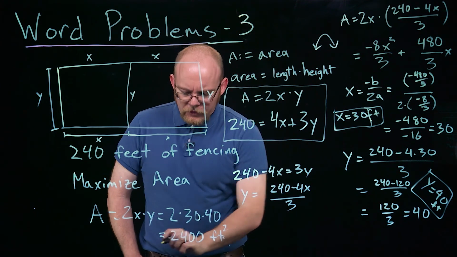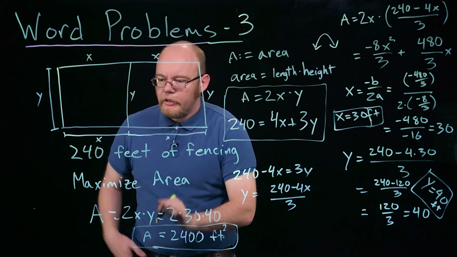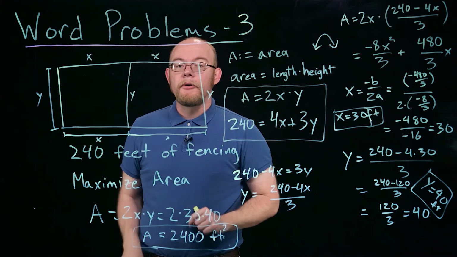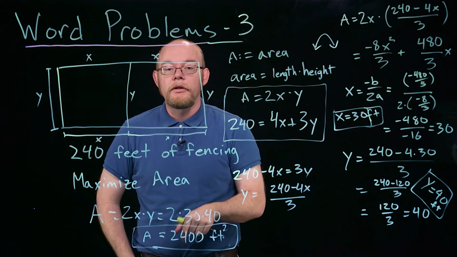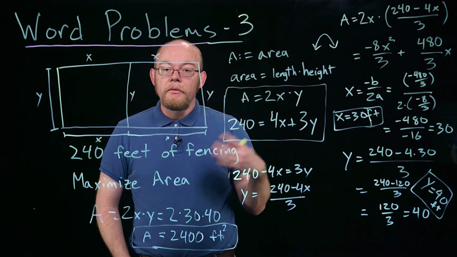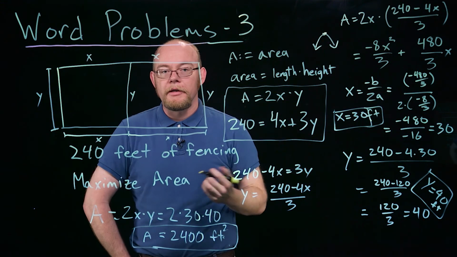So that's the solution to our problem. If we want to tell our rancher what to do, he needs to make these lengths 30 feet. He needs to make these lengths 40 feet. And when he's all said and done, he has 2,400 feet squared to put whatever he wants into that pen. And so that's a way to do a problem like this and take advantage of the fact that quadratics have a maximum at their vertex.